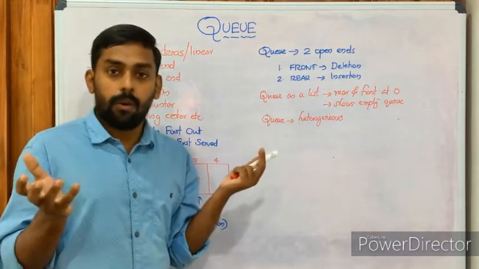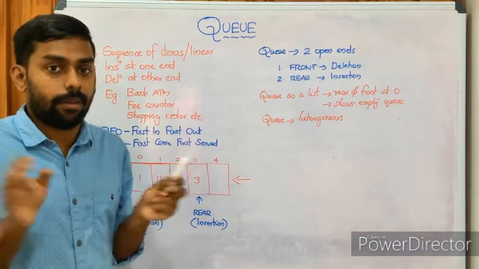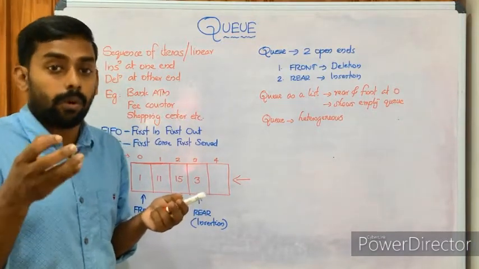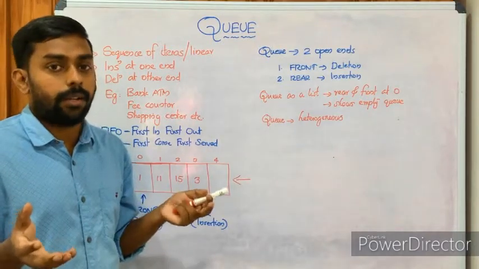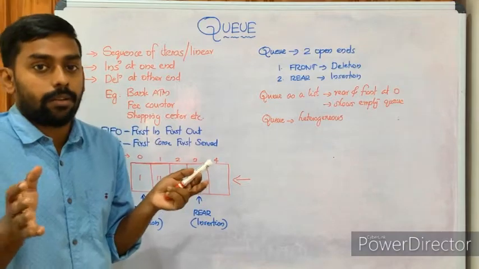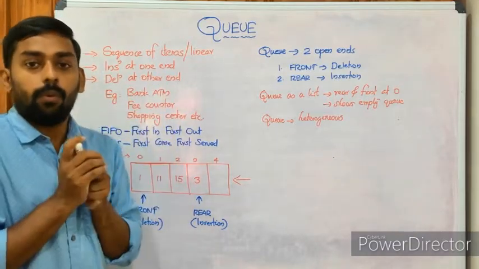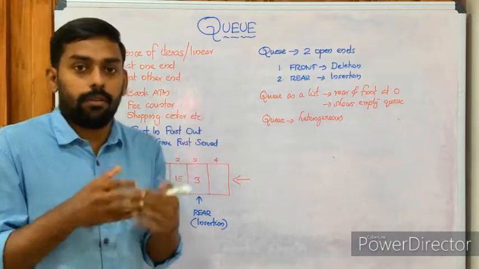Queue can contain heterogeneous elements as we implement queue as a list, because a list is a dynamic data structure as well as it contains heterogeneous elements. So queue is also a heterogeneous data type, or queue can hold elements of different types. So this is all about the theory part of queue. Let's look at a queue in detail.